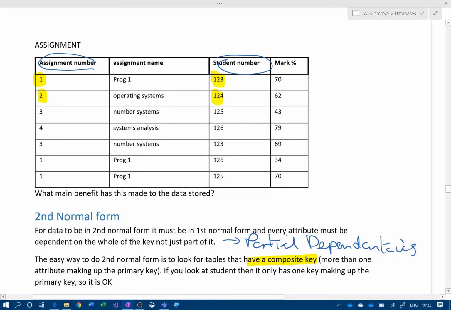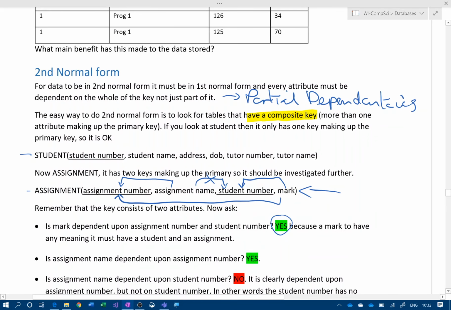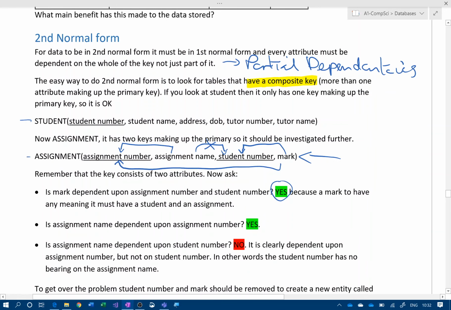Now, second normal form says that for data to be in second normal form it must be in first normal form, and every attribute must be dependent upon the whole key and not just part of it. Another word for this is partial dependencies. We don't like it. So what we're looking for is a table that has more than one attribute making up a primary key, a composite key. We've only got one of those at the moment, and that's assignment. You can see I've already done this earlier.